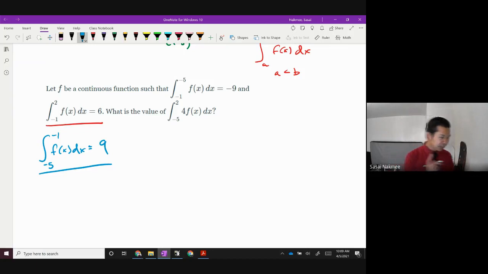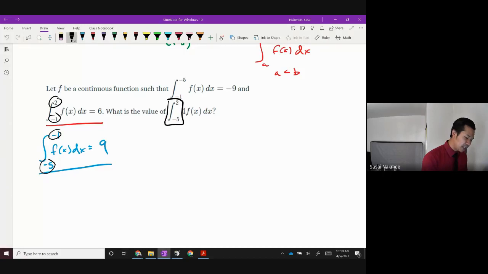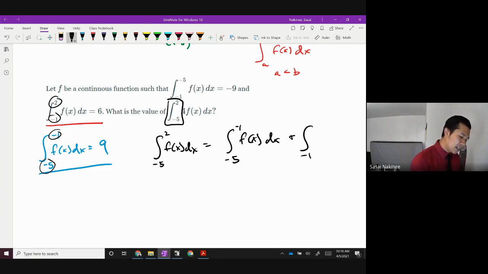Okay? Now, why do I care? Well, first of all, take a look at this. What they're asking from us is going from -5 to 2. This goes from -5 to -1, and this one goes from -1 to 2. So I can combine those two together. I can say that the integral from -5 to 2 of f of x dx is the same thing as the integral from -5 to -1 of f of x dx plus the integral from -1 to 2 of f of x dx. Are you following along here?